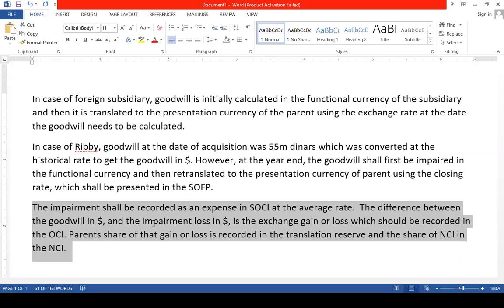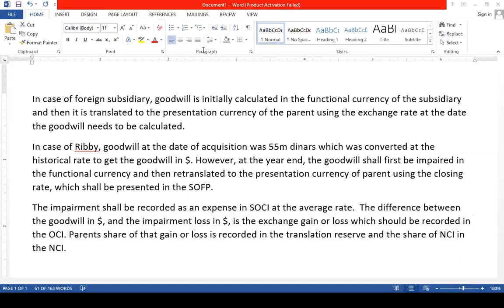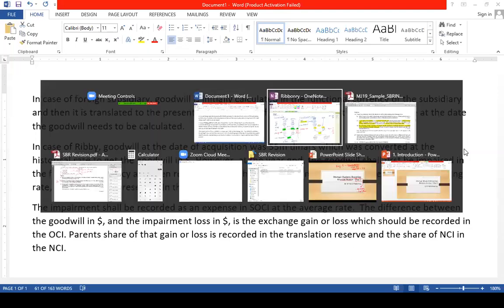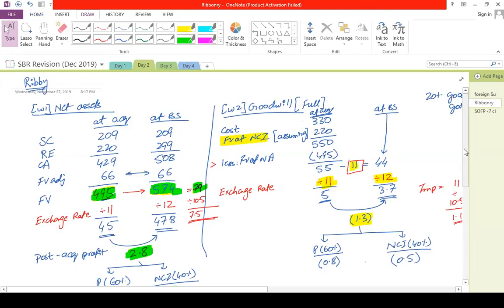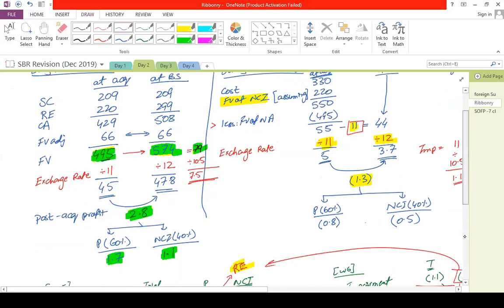Can I say, can you show the NCI working as well? Yes, now I'm going to show. That's also an easy part. So if I go back to the question to solve the NCI, NCI is what we say working number 3.